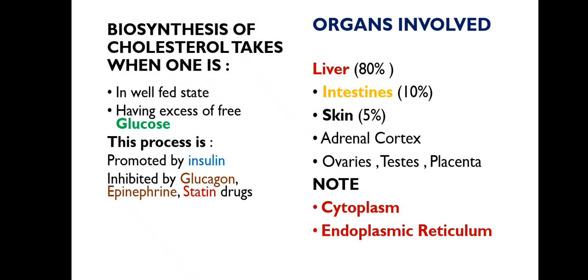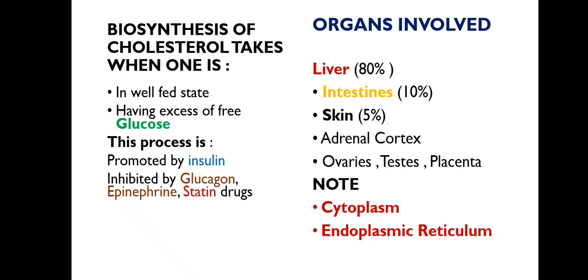Apart from that, having excess glucose. Of course, when somebody is having excess glucose, they'll be having enough energy. That excess glucose, as we make progress, is the one that will bring about formation of what? Acetyl-CoA, which is our precursor molecule for formation of what? Cholesterol.